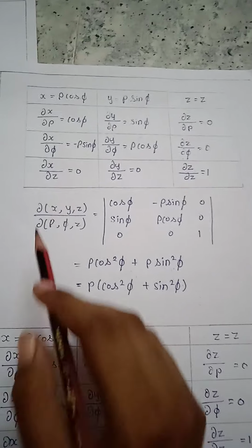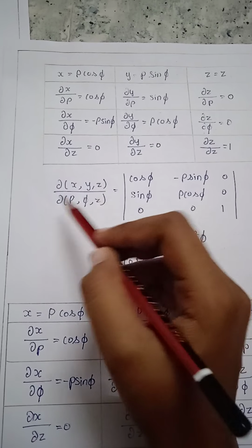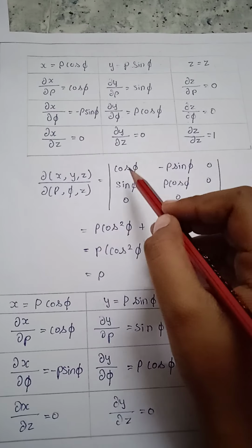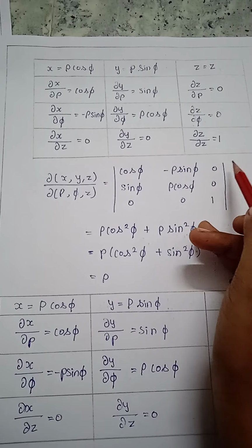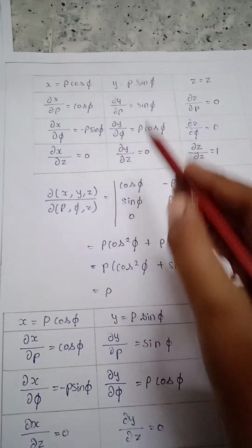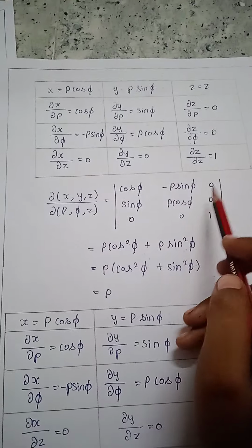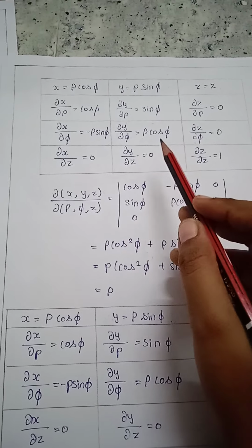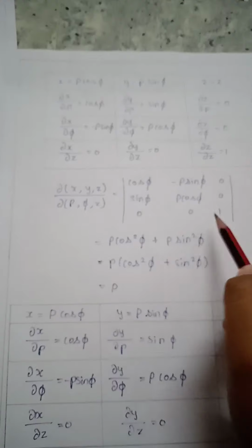is equal to 1. And here ∂(x,y,z)/∂(ρ,θ,z) is equal to the determinant with cos θ, -ρ sin θ, 0. Using these values, here cos θ, -ρ sin θ, 0, and sin θ, ρ cos θ, 0, and 0, 0, 1.